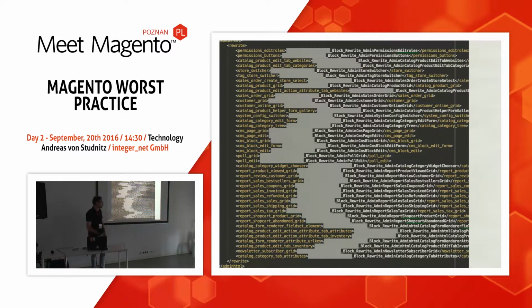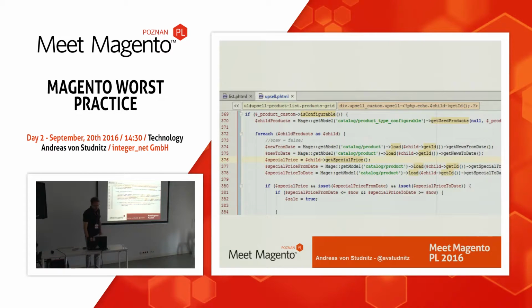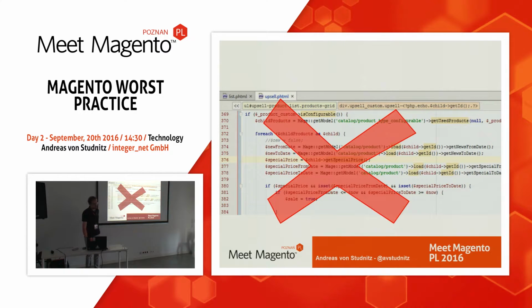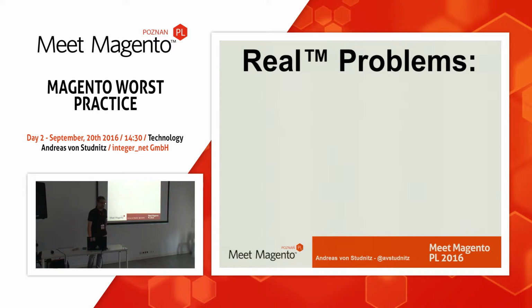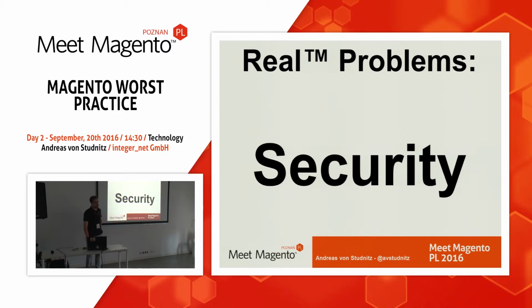So, for example, this could be such a problem: one module which I've bought somewhere which has about 40 rewrites. Or this could be such a problem: a theme PHTML file which loads products several times in a loop. It can cause severe performance problems, but still, not today. Today we are talking about real problems. And real problems are about security, because security is what can really harm you and your shop.